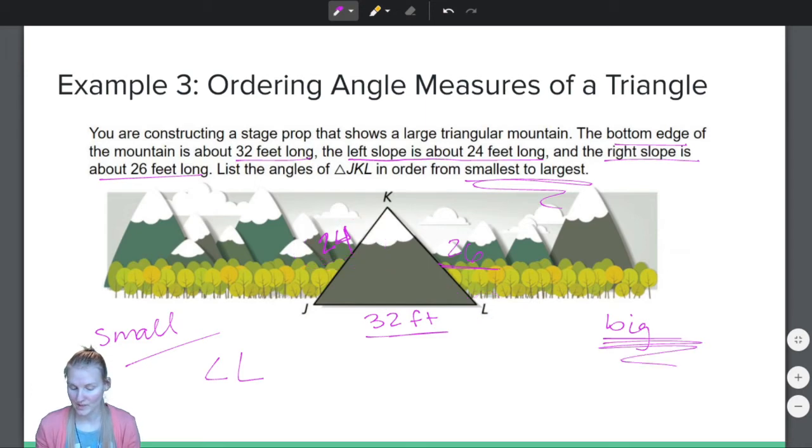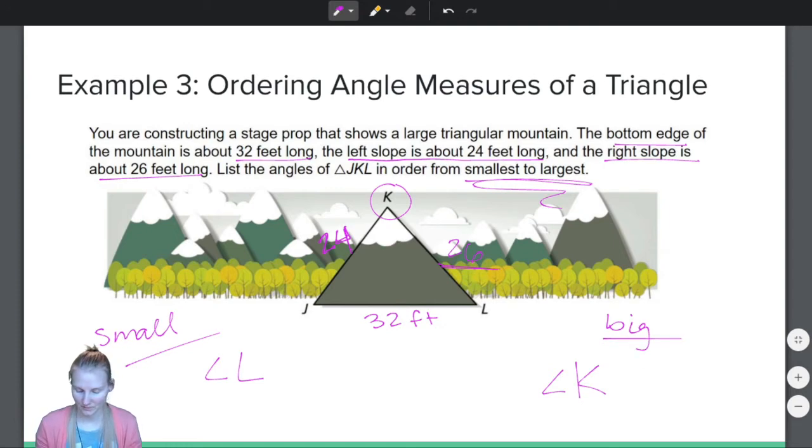Now let's find the biggest angle. Well, the biggest angle is going to be opposite the biggest side. And 32 is the biggest number, the biggest side length. So the angle opposite this side, angle K, must be the biggest angle.